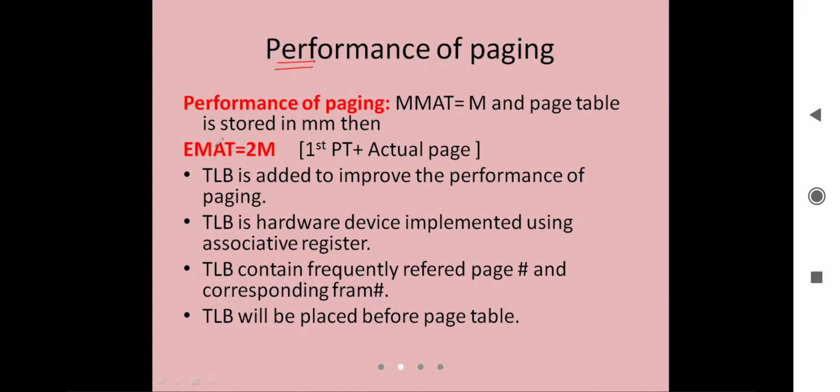In the performance of paging, one thing is the main memory access time, which can be represented by M, and the page table is stored inside the main memory. Then the effective memory access time is twice of M.